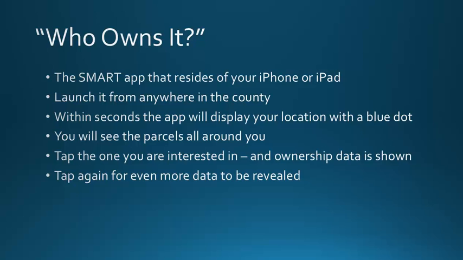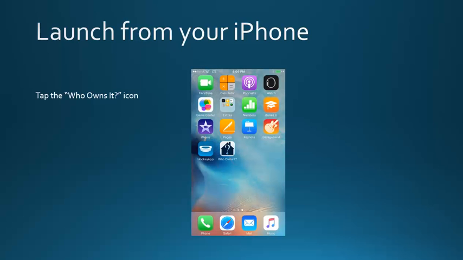You can launch it from anywhere in the county. Your position is quickly shown by a blue dot. You're going to see all the parcels around you. Simply tap the one you're interested in and ownership data is revealed. If you tap it a second time, even more data is revealed. So let's go ahead and go start through finish through a sample of using Who Owns It.